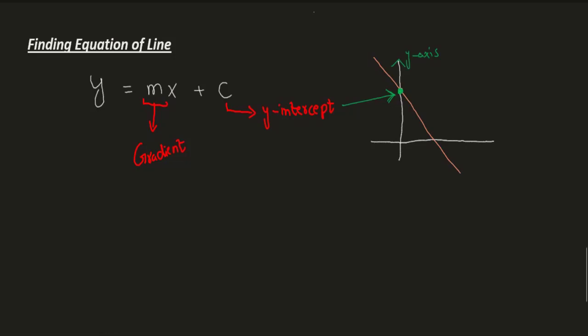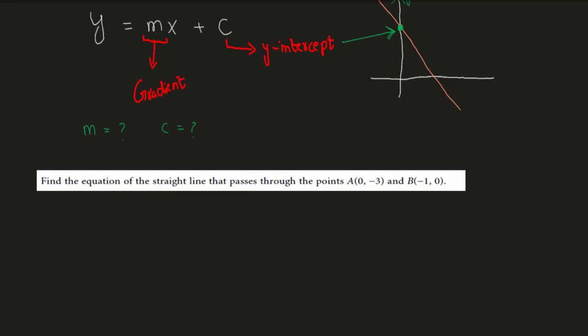So whenever we have to find an equation of the line, we always have to find the value for m and the value for c. These are the two values that we are going to need to find out. Okay, so let's do an example. In this question, find the equation of the straight line that passes through the points A (0, -3) and B (-1, 0).